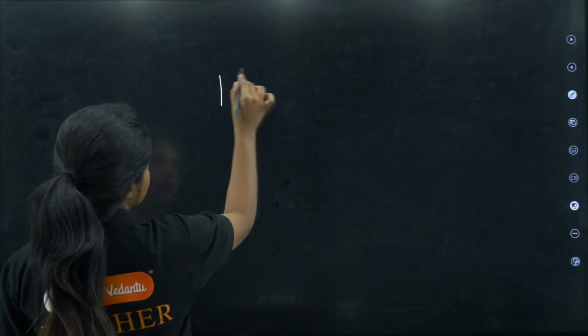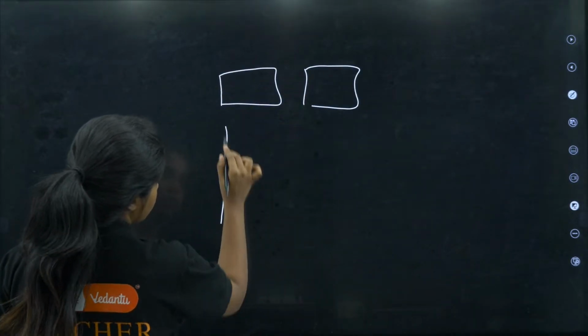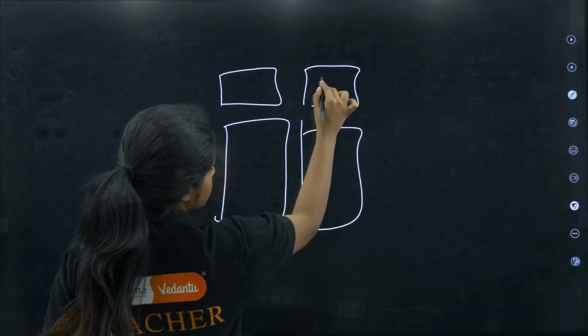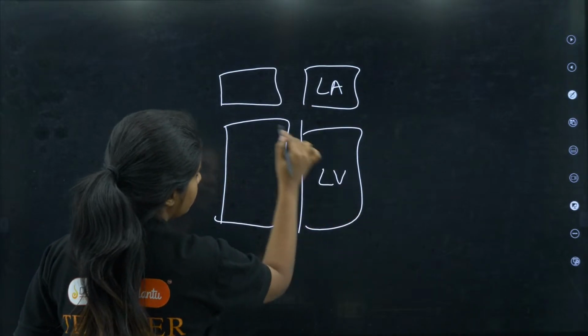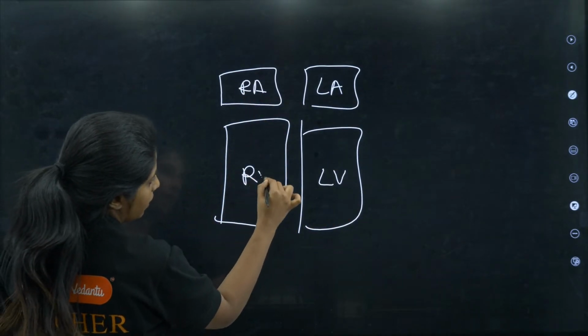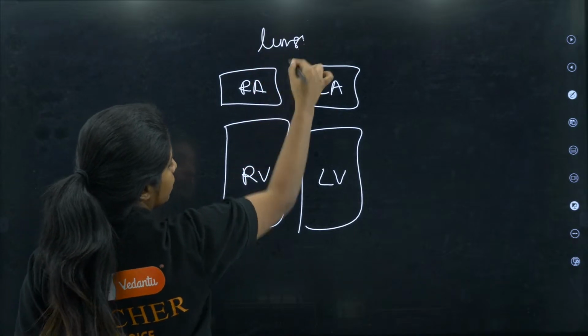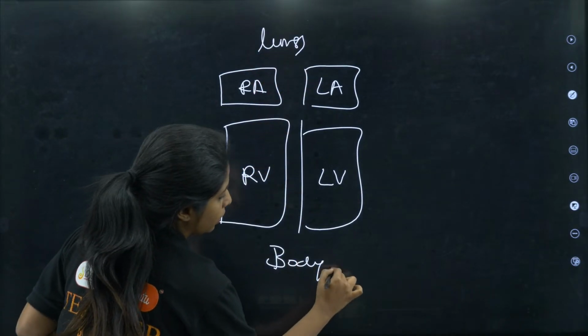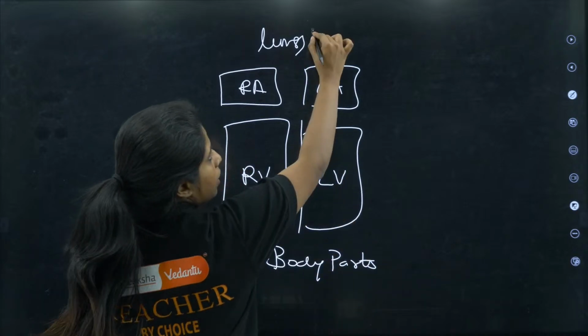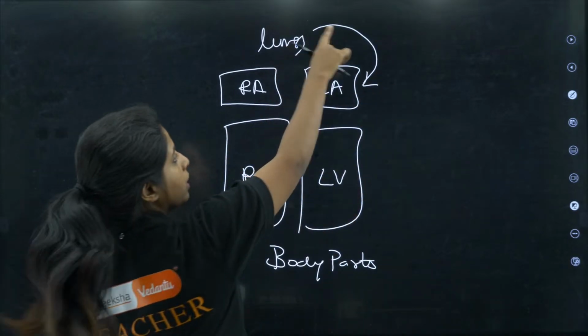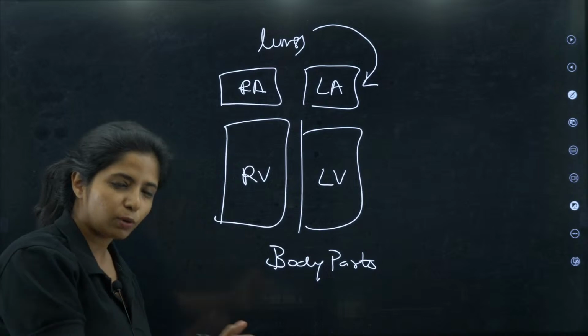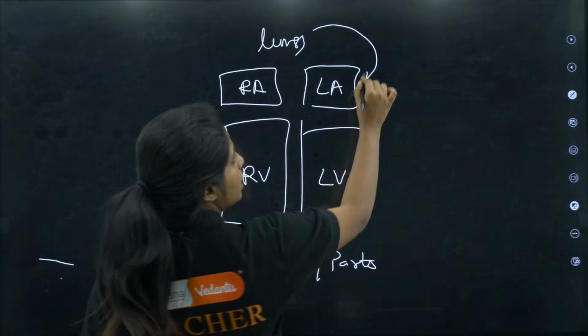Over here, look. So you have 4 chambers, agree? So this is the left atrium, this is the left ventricle, right atrium, and then right ventricle. You have your lungs over here. Assume that body parts are over here. Okay, now lungs do the oxygenation. From the lungs it is brought to the left atrium, and what is this?